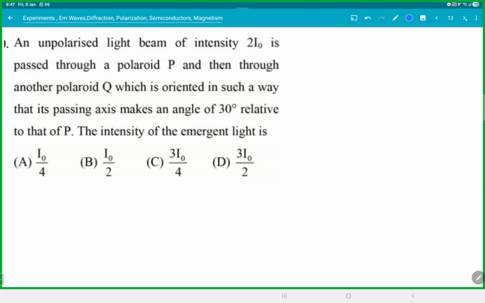An unpolarized light beam of intensity 2I0 is passed through a Polaroid. In case you remember, if you send an unpolarized light, what is unpolarized light? The light has electric field in multiple directions. If this intensity is I, when it passes through this, it will come out along the axis and the intensity becomes half. So whenever you send an unpolarized light through a polarizer, it will always become half.